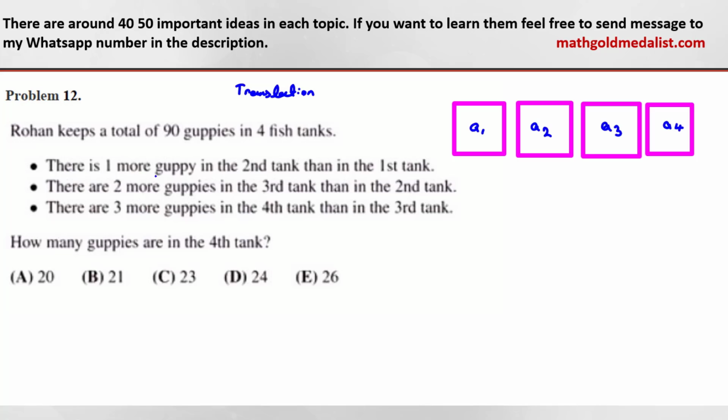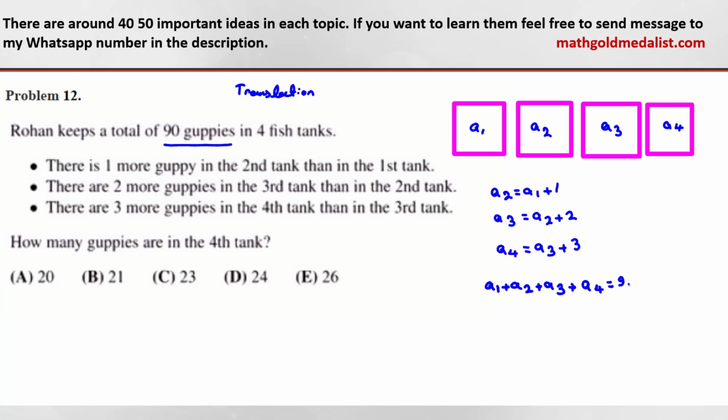From the first statement, there is one more guppy in the second tank than in the first tank. So A2 is A1 plus 1. Second, there are 2 more guppies in the third tank than in the second tank. So A3 is A2 plus 2. Last, there are 3 more guppies in the fourth tank than in the third tank. So A4 is A3 plus 3. How many guppies are in the fourth tank? And we know that the problem says Rohan keeps a total of 90 guppies. So we can conclude A1 plus A2 plus A3 plus A4 is 90.